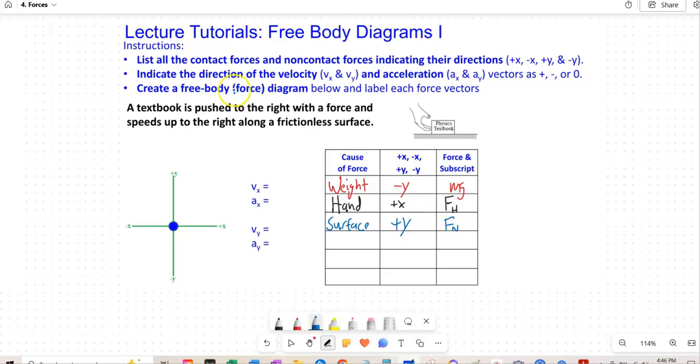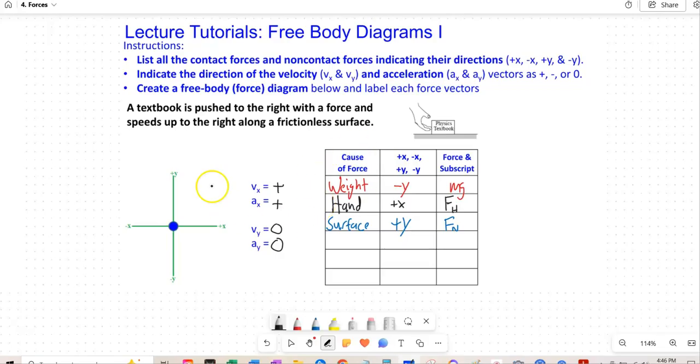All right, let's indicate the velocity vectors and acceleration vectors as positive, negative, or zero. So they said it is speeding up as it's moving to the right. So if you're pushing something and it's speeding up to the right, both of those acceleration vectors and velocity vectors will be positive. And whenever I've pushed a book to the right, it's not speeding up in the y direction, and it's not accelerating in the y direction. So you could assume that is true.